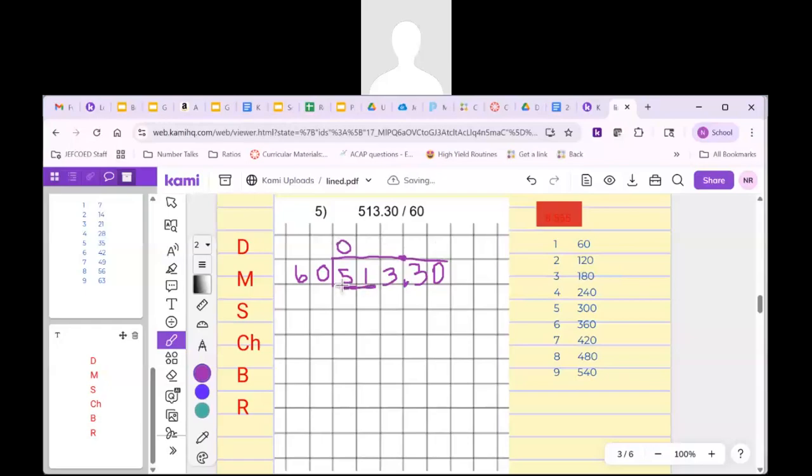Can I do that? No, 51 is smaller than 60. I can't get a group of 60, so I'm going to go on to 513. So I have to say, 60 times what? Oh, I couldn't do the 1, so let me put that up there. 60 times what is 513? Well, 540, that's too much, so it's going to be 8, right? Okay, and 8 times 60 is 480.